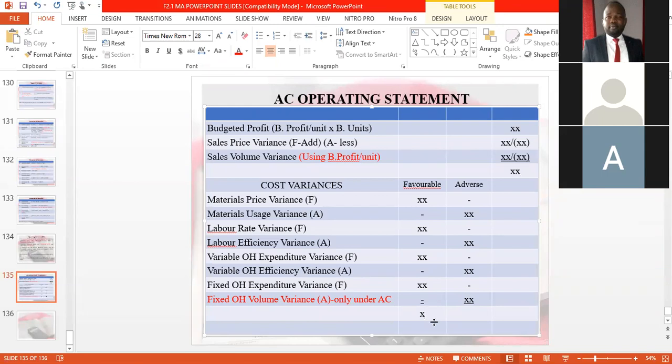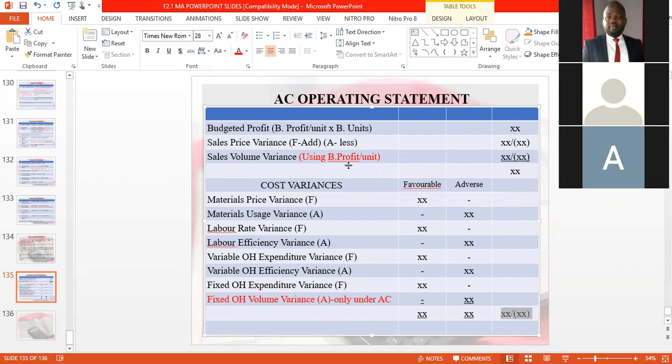You get the total of those cost variances. And then you get the difference between F and A. If the difference is F, you add it. If the difference is A, you less it. I'm repeating. You get the difference between this value and that value there. So if the difference is F, you add it to this answer. If it is A, you less it from that answer.